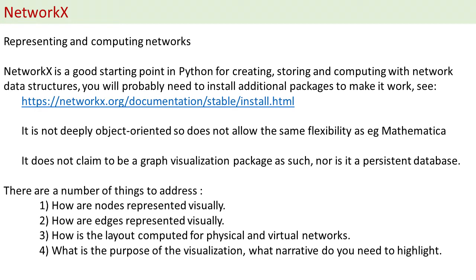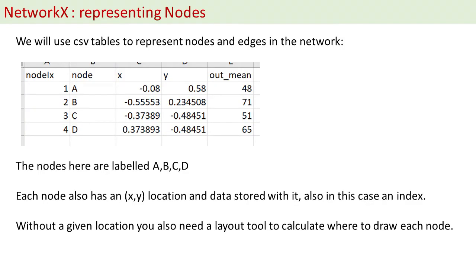First thing to think about is how we're going to represent and compute with networks. NetworkX stores things internally within Python. It will hold a single graph for as long as Python is running, or as many graphs as you create, but each individual graph will only stay in memory until Python stops. So it's not a persistent database like Neo4j. It's not really a graph visualization package like CytoViz or GraphViz, which are standalone apps. And it's not really as deeply object-oriented as tools like Mathematica, which can link properties right down into the lowest level objects.